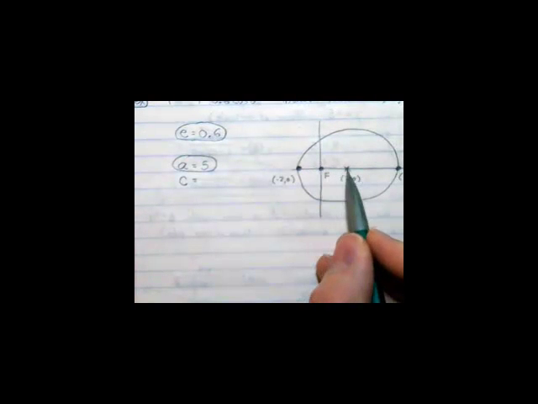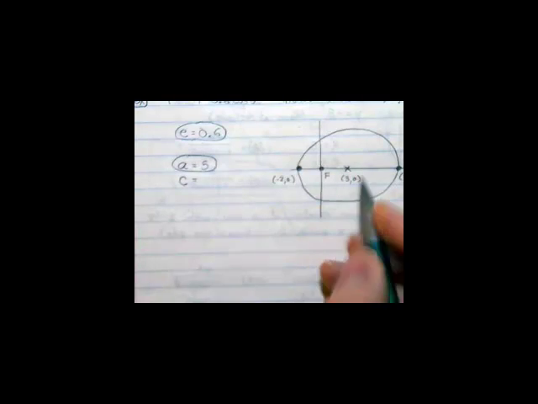Okay, so what's our C? 3. Because remember, the focus is at the origin, right? So from a focus to the center of the ellipse, that's a distance of 3. So C is 3.